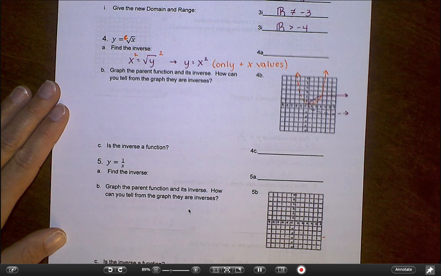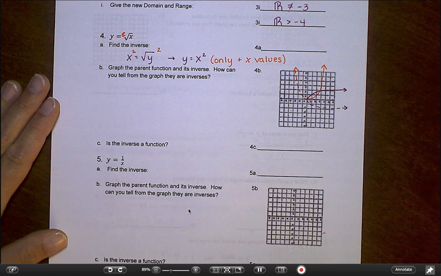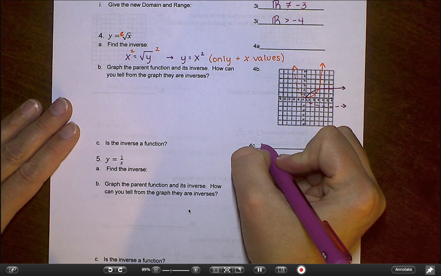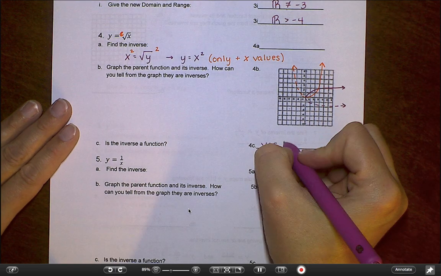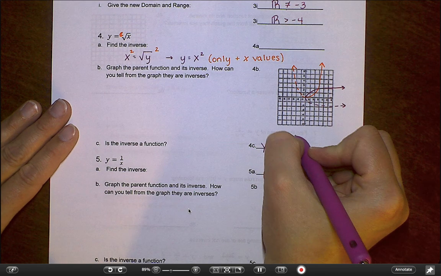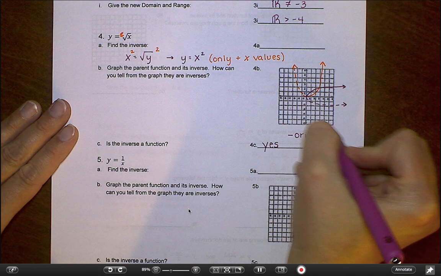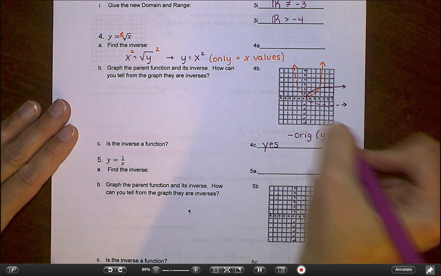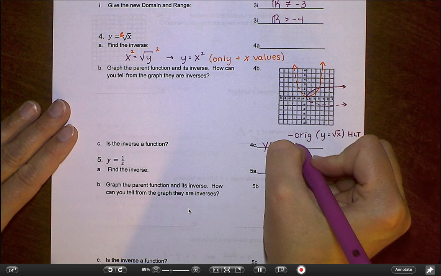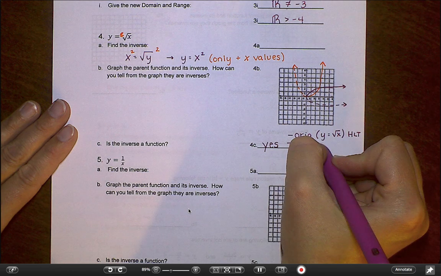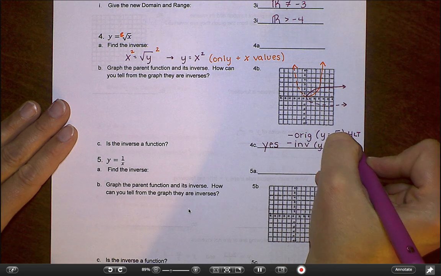Okay, so is the inverse a function? Is what I drew there in orange a function? I would say yes. And there's 2 ways that I know. I could say because the original, which is y equals the square root of x, passes the horizontal line test. Or I could say that the inverse, which is the y equals x squared, passes the vertical line test.